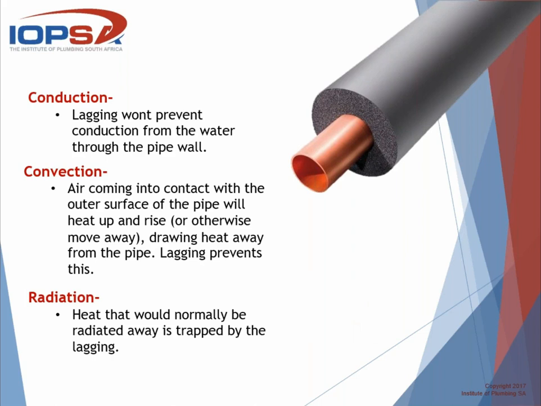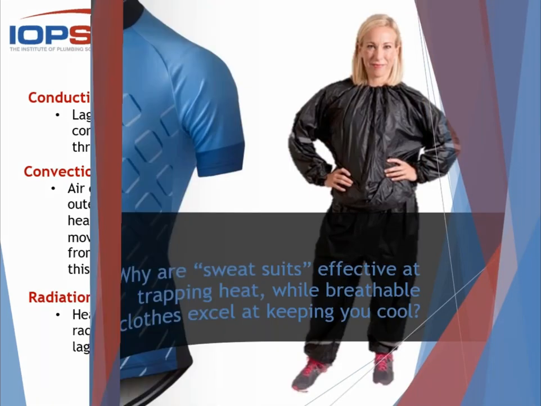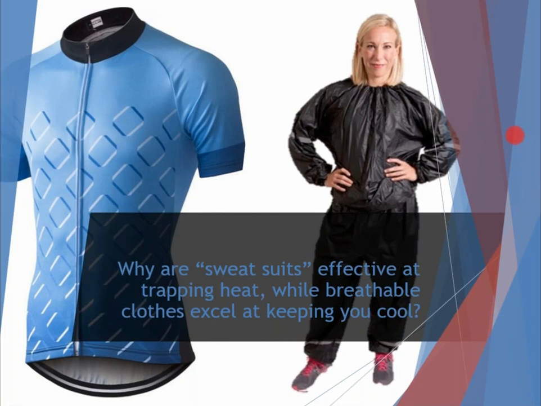I sat wondering how to visualize what lagging actually does to prevent heat from escaping, and I thought of the following. Think of why sweatsuits are effective at trapping heat. If you want to have a sauna experience without having to invest in a sauna or go to your gym, buy a sweatsuit and go for a run. What does that do? It doesn't allow any air in or out. By the same token, breathable clothing like a cyclist shirt is excellent at allowing you to feel cool even when exerting yourself. So what do these things have in common?